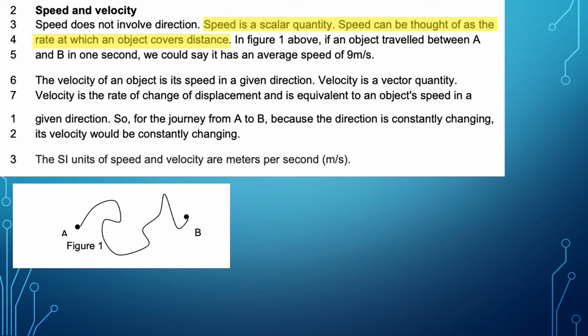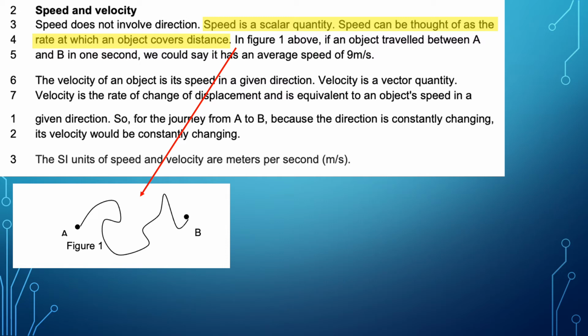And so if you're looking at figure 1, the same diagram that we looked at on the first page there, if an object traveled between A and B in 1 second, and remember that was 9 meters, then we could say that it has an average speed of 9 meters. And I'll explain what average speed actually is in a couple slides because we're going to look at a little bit more practice with that.